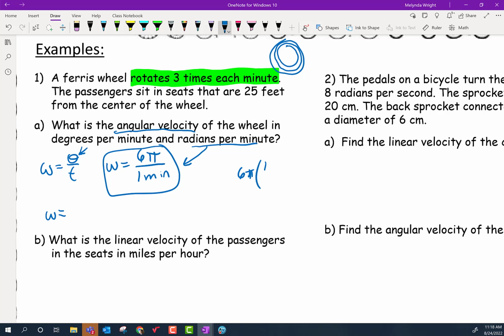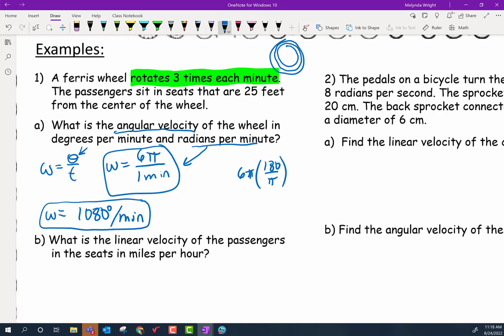Yep, or 180 over pi, right? Because we want to get rid of the pi. So it would be 6 times 180, and you would typically have a calculator for this. So you just multiply that out, and you actually get 1,080 degrees per minute. So we found the angular velocity.